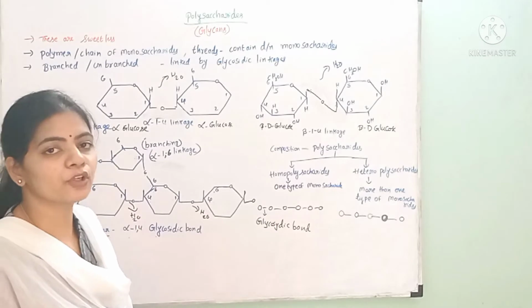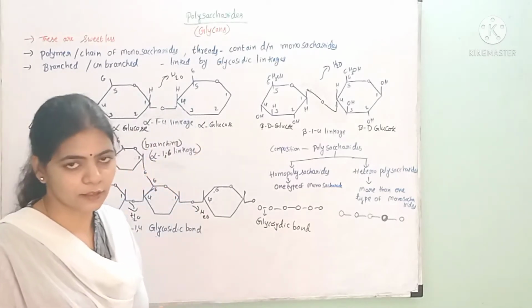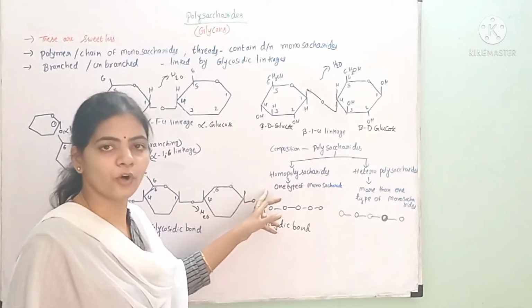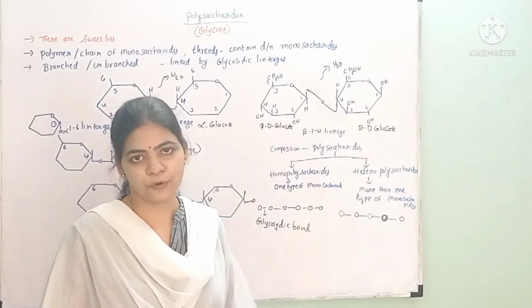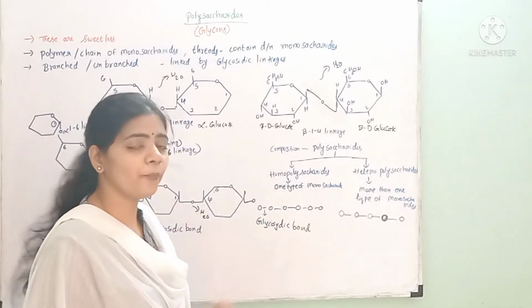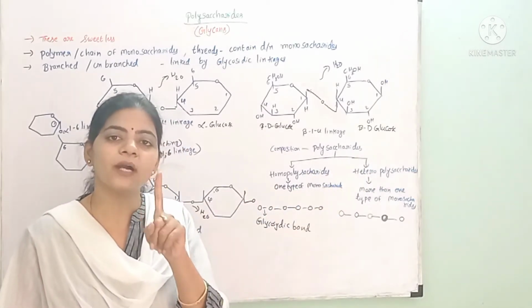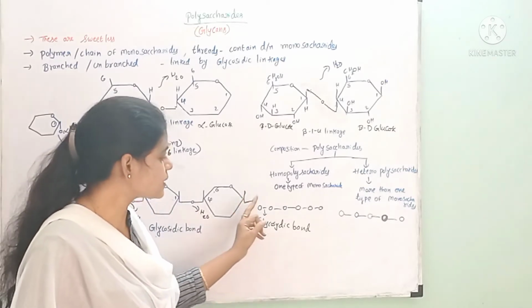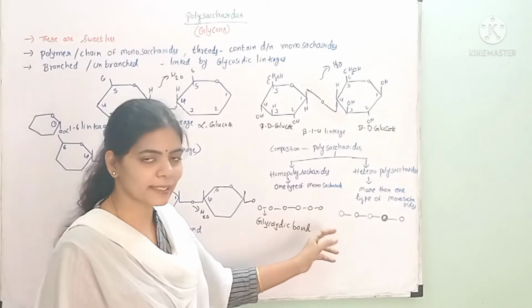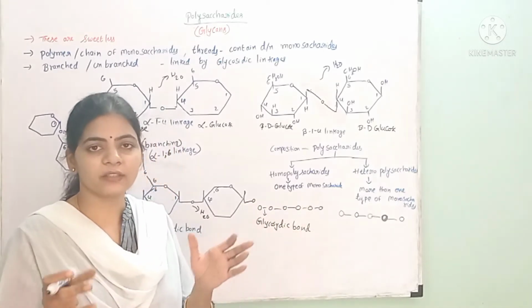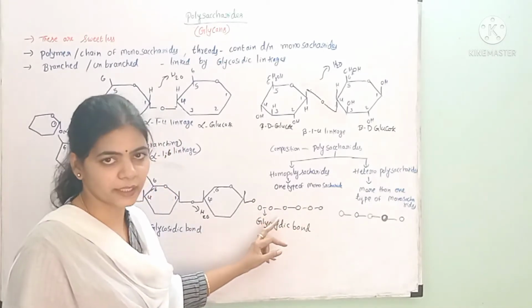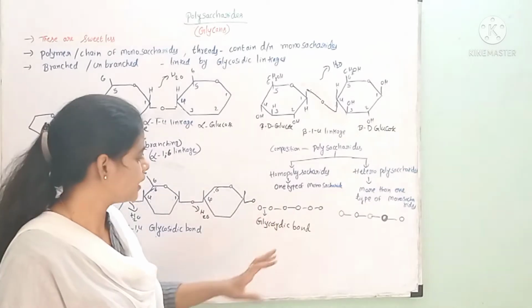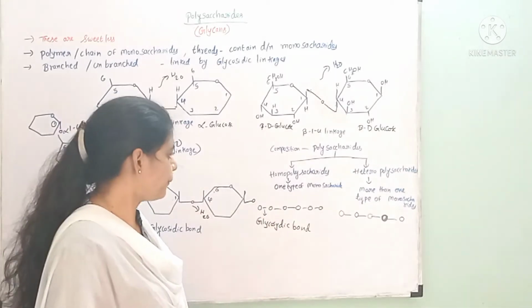And depending upon the composition, the polysaccharides are of two types. They are homopolysaccharides and heteropolysaccharides. Homopolysaccharides consist of only one type of monomers or monosaccharides. They are arranged one by one and condensed to form glycosidic linkages and form a chain structure that is called a homopolysaccharide.